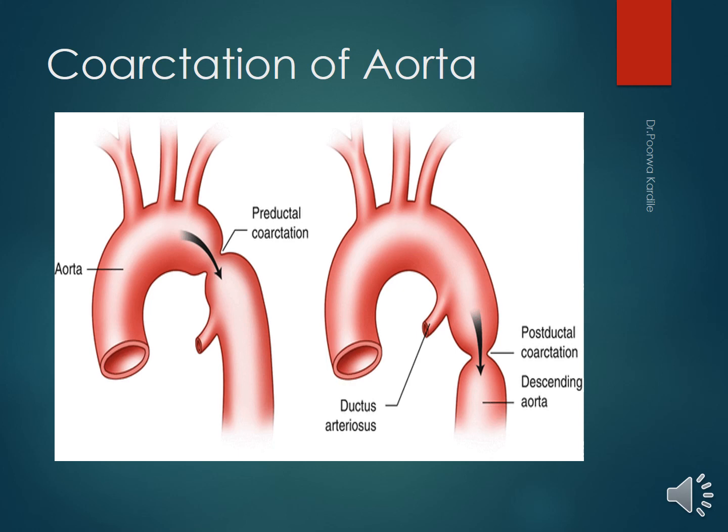And the second variety is postductal type. This is exaggeration of normal indentation of the posterior wall of aorta. Here, the ductus arteriosus is usually obliterated, and collateral circulation between proximal and distal part of the aorta is established by hypertrophied intercostal and internal thoracic arteries. And radiologically, the dilatation of engorged intercostal arteries produce notching of the lower border of the ribs.